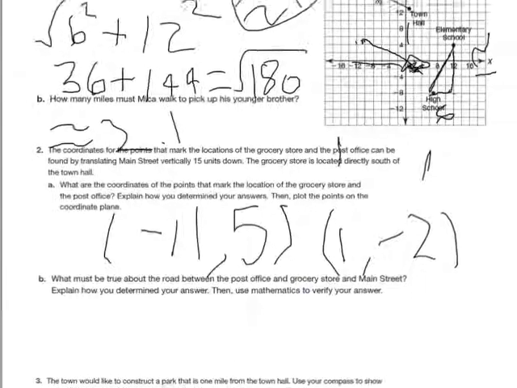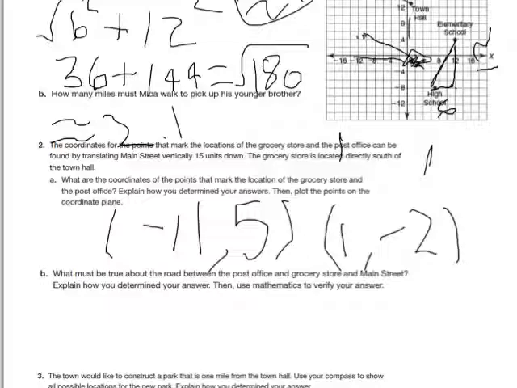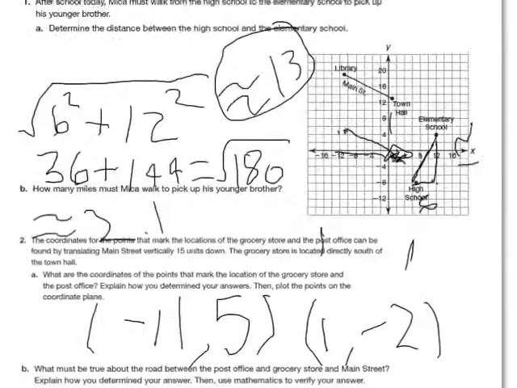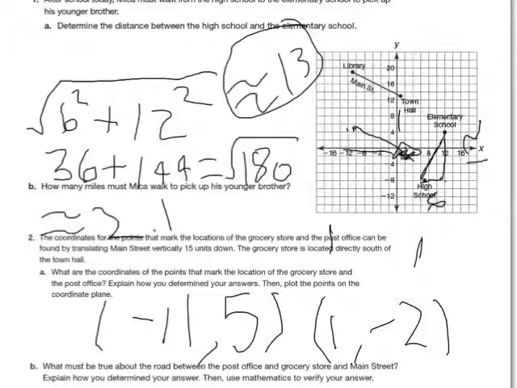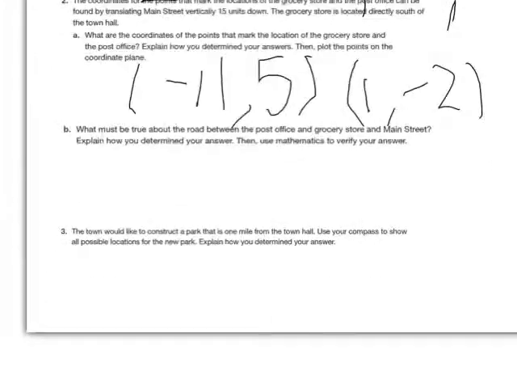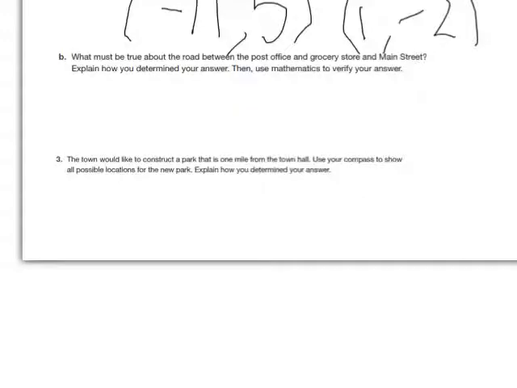It's asking how they're similar, like what must be true about the roads, and so you can say they have the same slope, they're parallel. Stuff like that. And it says the town would like to construct a park that is 1 mile from the town hall, and you would have to use a compass. See how it says use your compass? You would start at the town hall and go 6 units, because that's 1 mile. And then you would make a circle around it using your compass. Sorry if you don't have one.